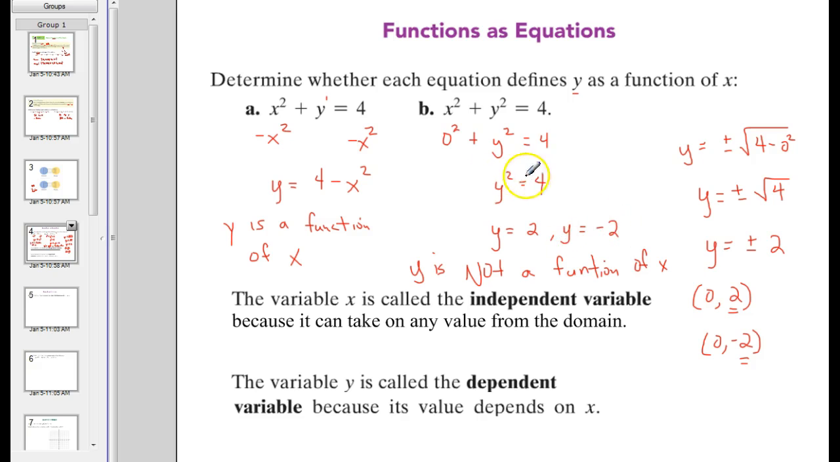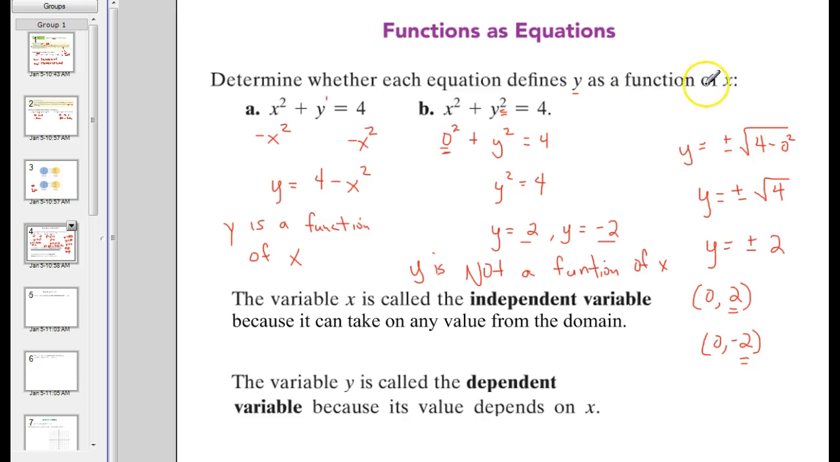Because if I square negative 2, I also get positive 4. If I square positive 2, I get positive 4. So I get two different values for y for a given x. I plugged in 0 for x here, ended up with two things y could have been. So again, I could do it that way, but it's all because of this even power right here on y. Because that's even, and we get a positive number here, we could have had two different things that are producing that positive number. Okay, so that's what we got to remember for functions as equations.